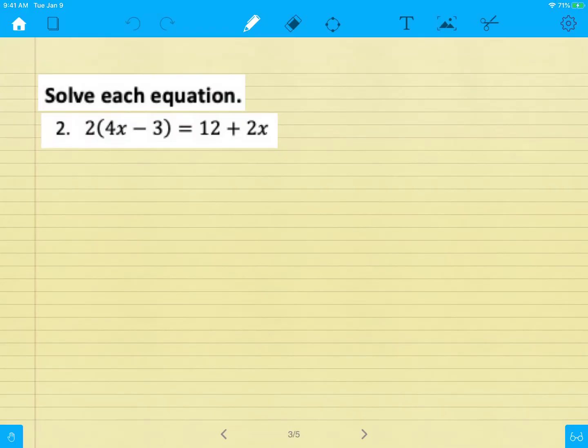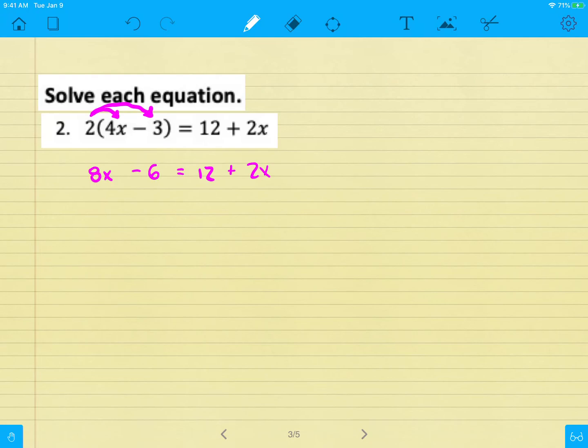I'm going to distribute the 2 through this parenthesis. If you distribute, you have to multiply it. I'm going to do that first. 2 times the 4 is 8x. 2 times the 3 is a negative 6. All right, so now this problem is just like the last one we did. It just required one more step.